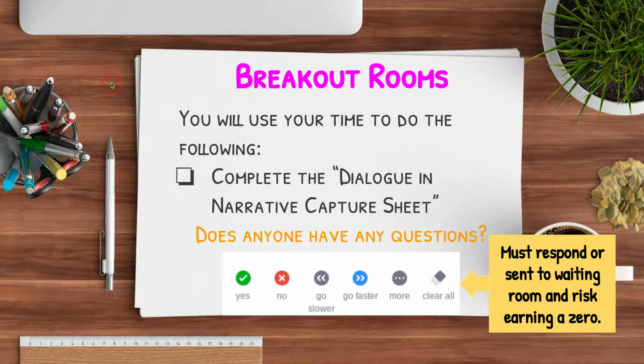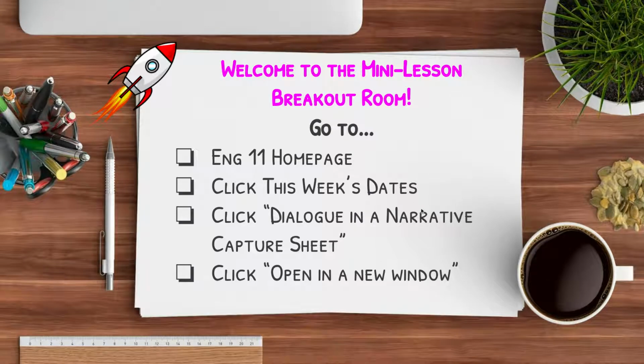In order to get to the assignment that you need to turn in for the breakout room, you need to go back to the English homepage, click on this week's dates, and you should see an item that says dialogue in a narrative capture sheet. Why don't you go ahead and pause this video and open that now.